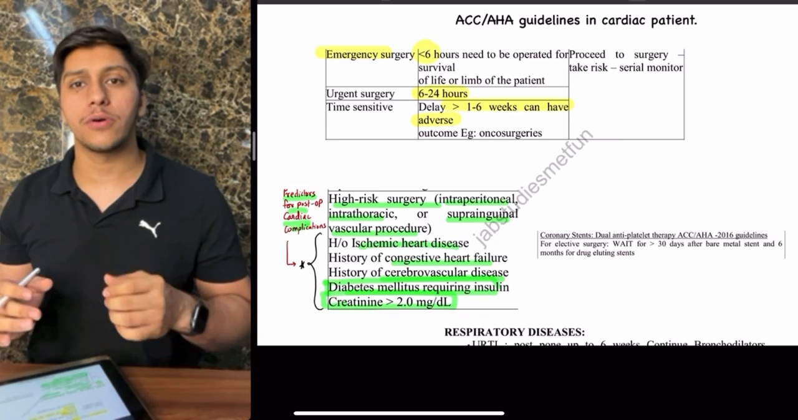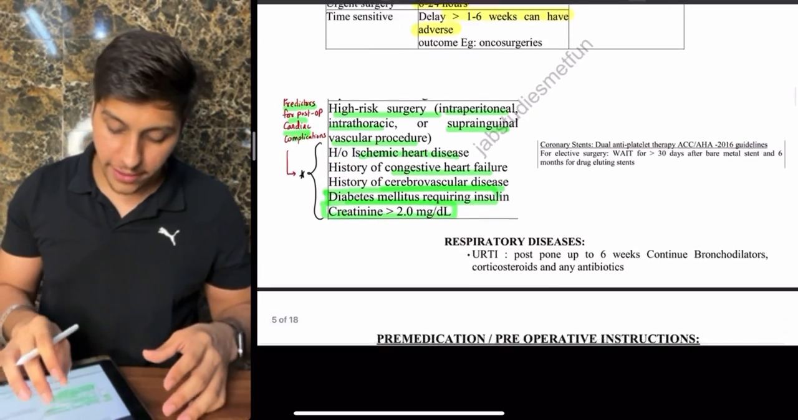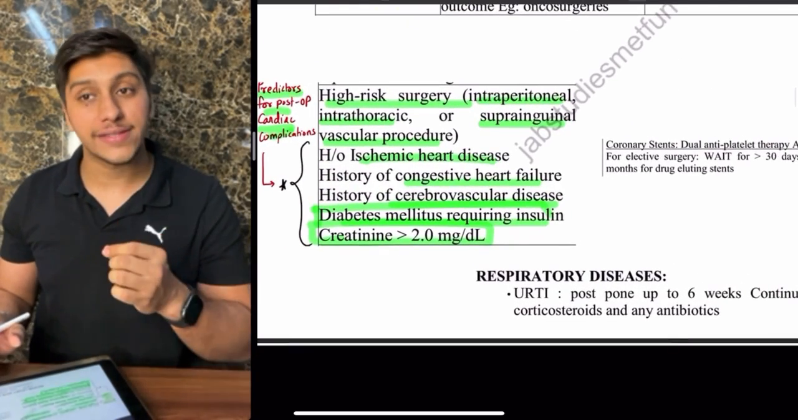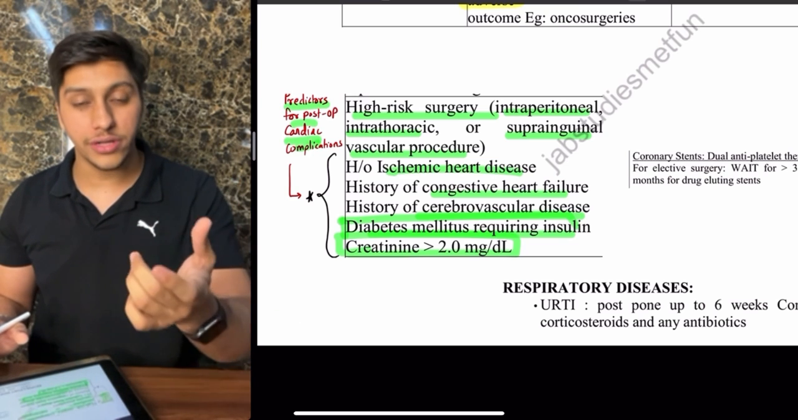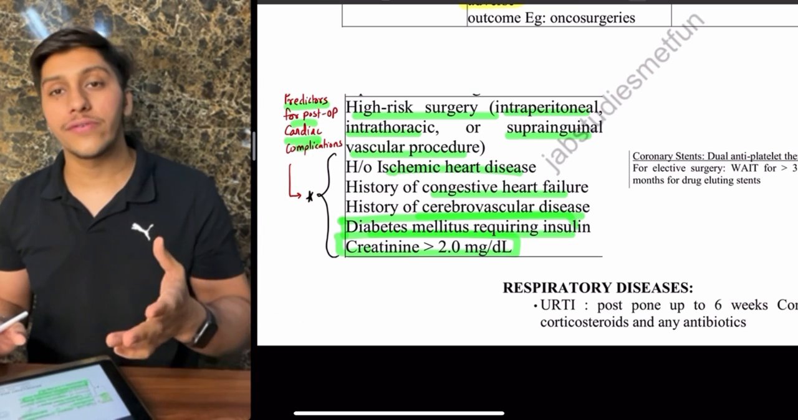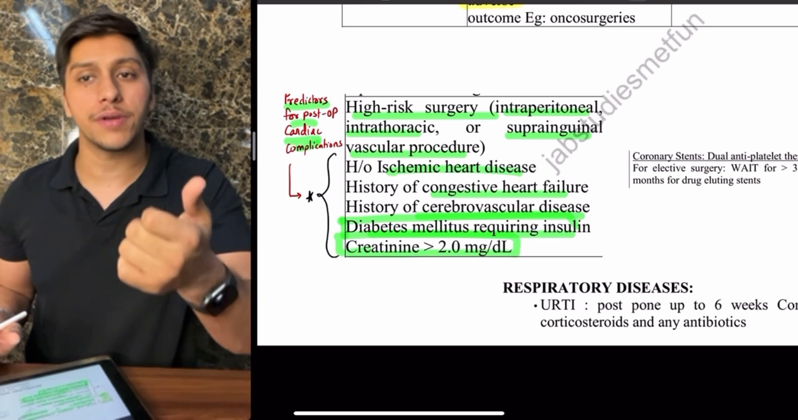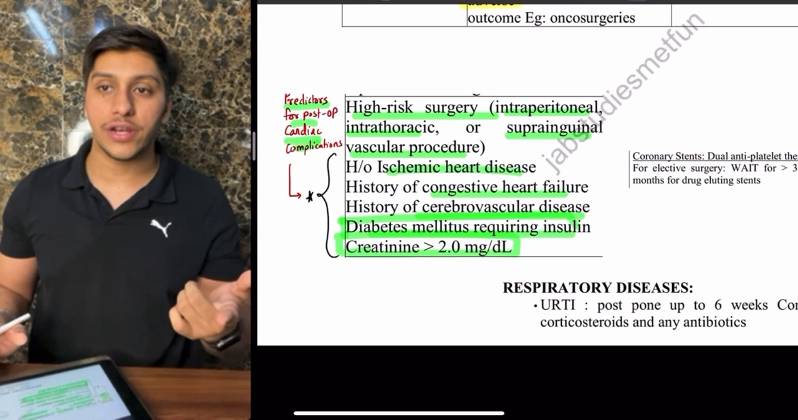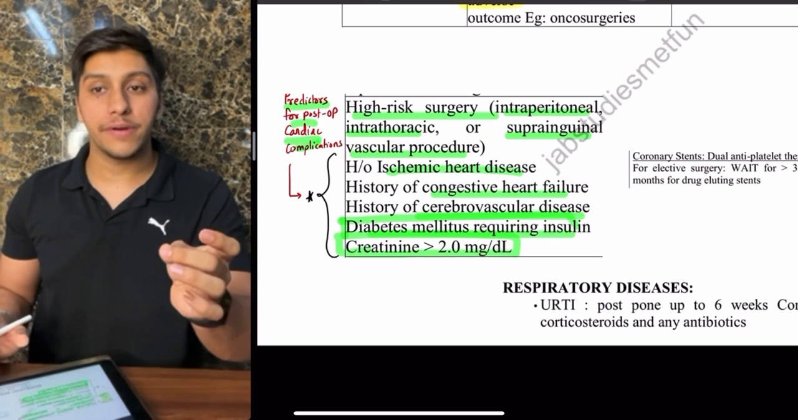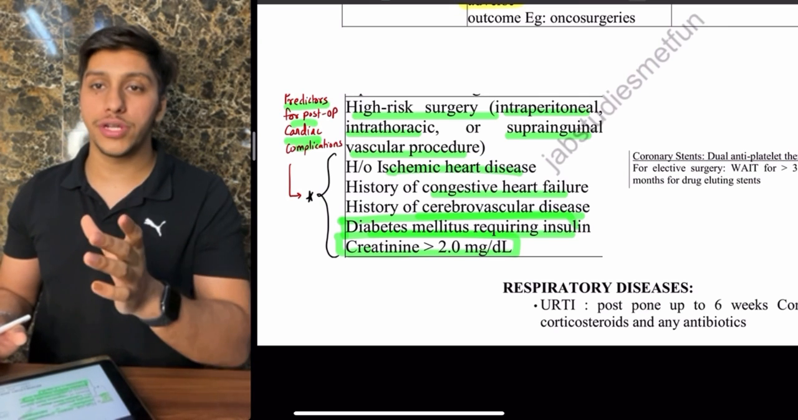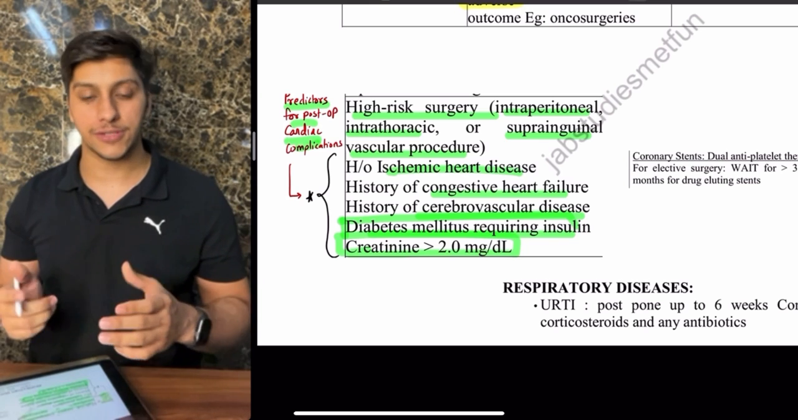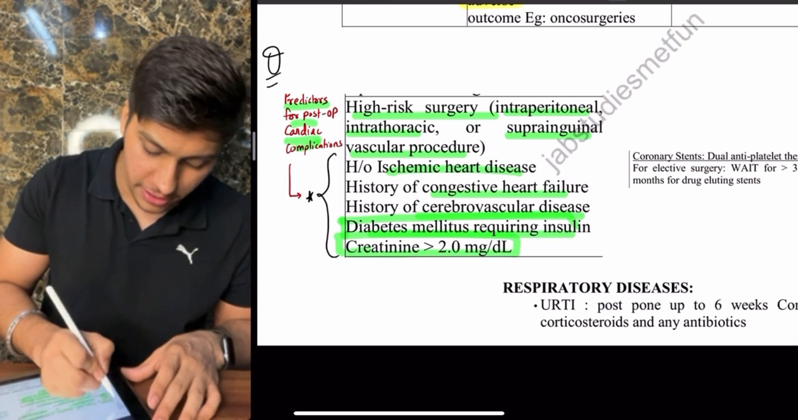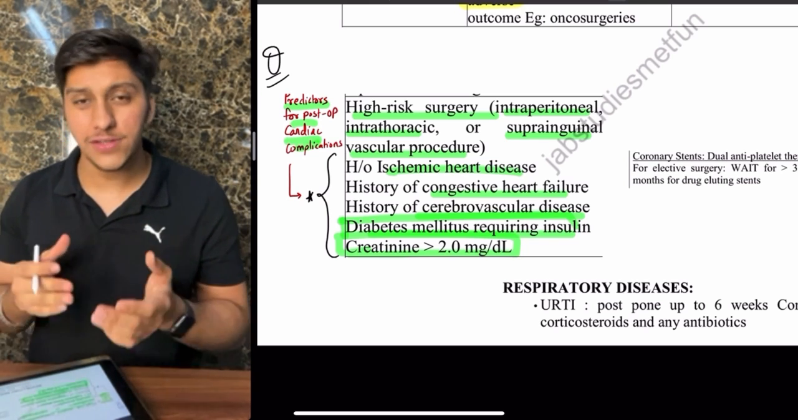Now, whenever you talk about high risk surgeries, know that intraperitoneal, intrathoracic, suprainguinal or any vascular surgery are considered high risk surgeries. Along with that, if your patient has a history of ischemic heart disease, congestive heart failure, cerebrovascular disease, diabetes, or if the creatinine level is more than 2, these are all predictors of post-operative cardiac complications. They asked this in INI, so make sure that at least you have read this.